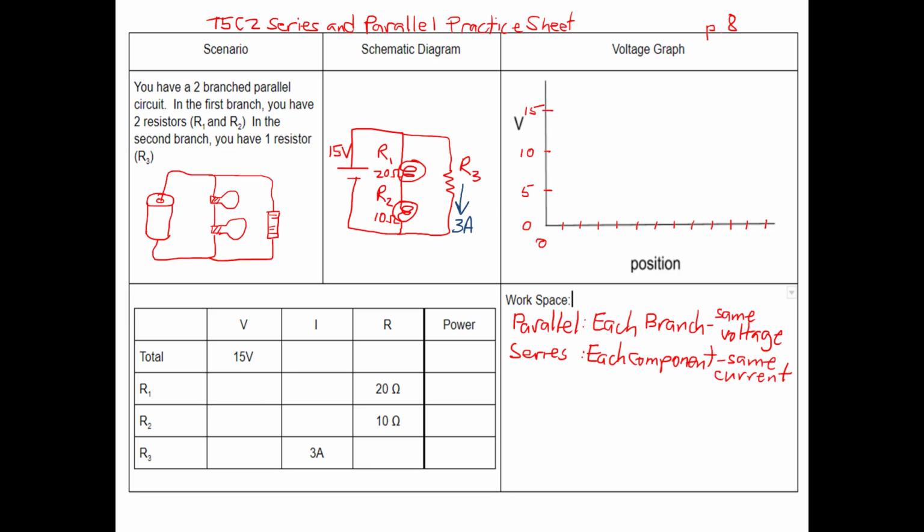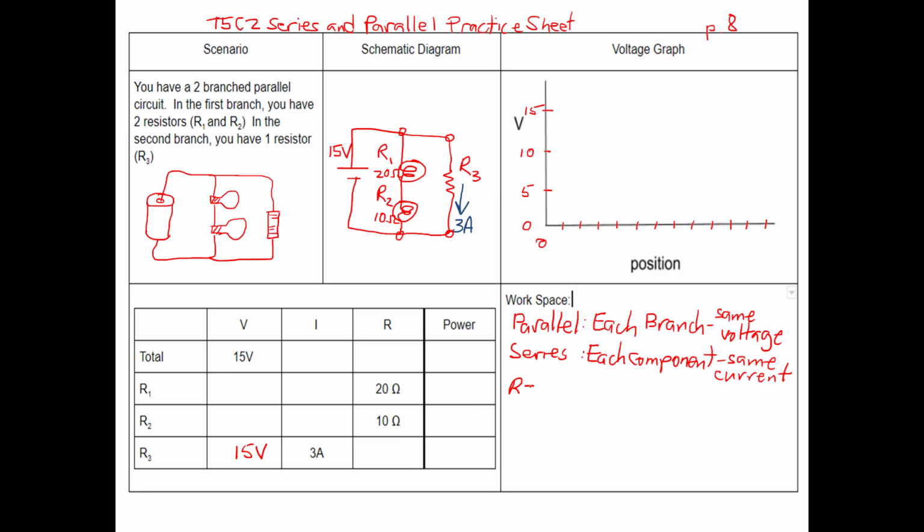So I see I have 15 volts across the battery, which means I'm going to have 15 volts from this point to this point, and 15 volts from this point to this point. So across R3, I have 15 volts. Ohm's law will tell us anytime we know two of the three items, voltage, current, or resistance, we can always figure out the third. So let's go ahead and complete this.